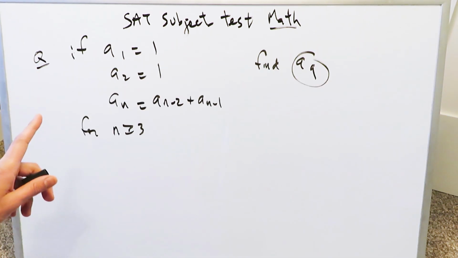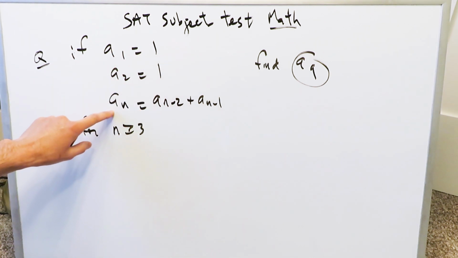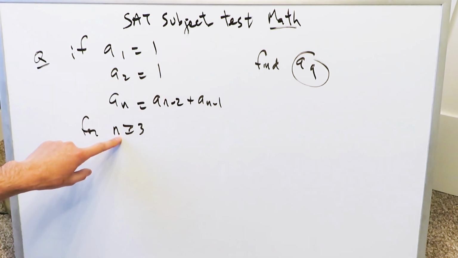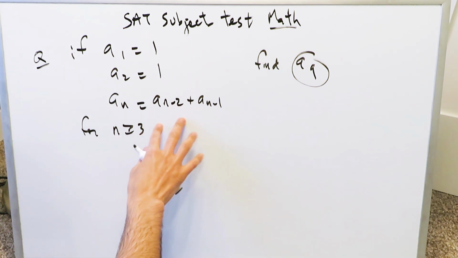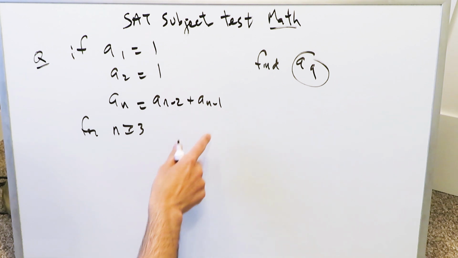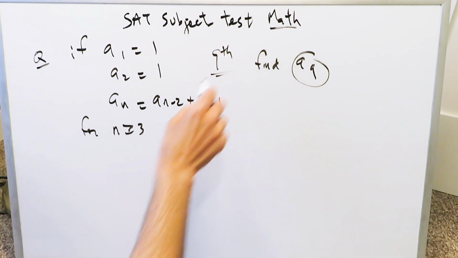Next question, if the first number in a series is equal to 1, the second number is equal to 1, and the next number, or any number where n is greater than or equal to 3, is always the sum of the previous two numbers, a(n-2) and a(n-1), we have to find the ninth term. How do you go about doing that? How can you do that?